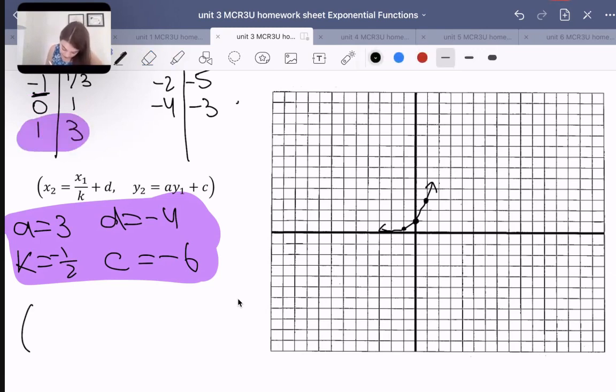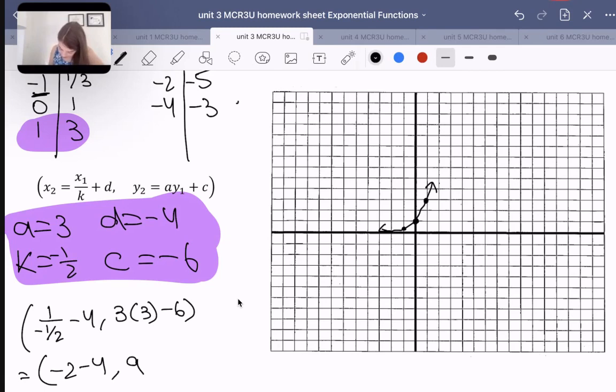So for this one, it'll be x1, which is 1 over k, so 1 over -1/2, plus d, so -4. And then a y1, so 3 times 3 minus 6. So that's equal to -2 minus 4, 9 minus 6, so that's -6, 3. And there's our third point.